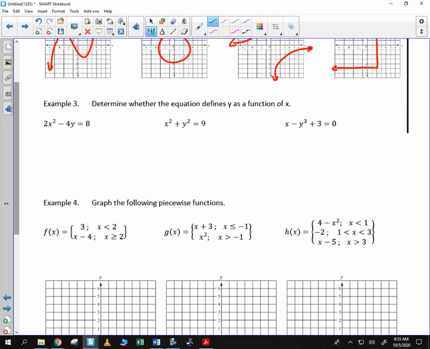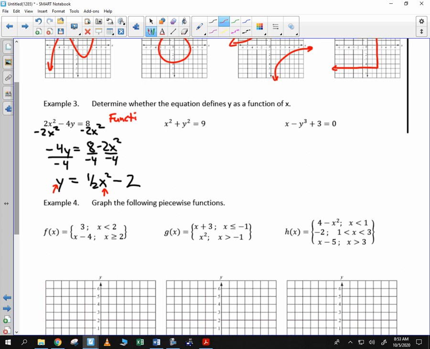All right, this one says determine whether the equation defines y as a function of x. So when you look at it, can you tell whether or not it's going to be a function? To show you how we do that, we simply solve for y. Notice in this situation, if you subtract 2x squared, we get negative 4y is equal to 8 minus 2x squared. We divide by negative 4, and we have y is equal to 1/2 x squared minus 2. As you solve for y, notice that if you plug something in for x, you get just one output. So therefore, yes, this is a function.